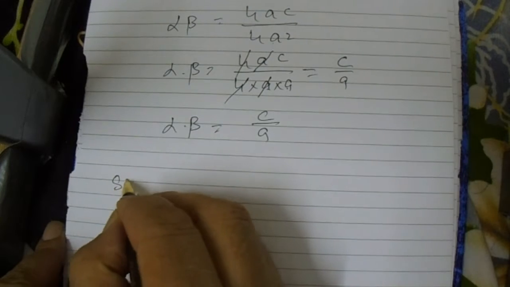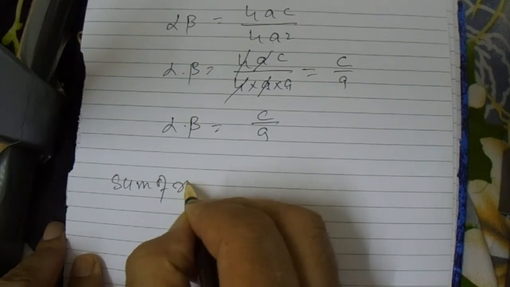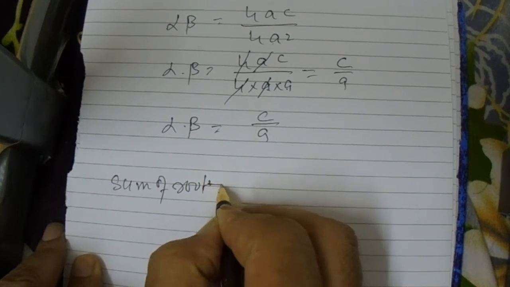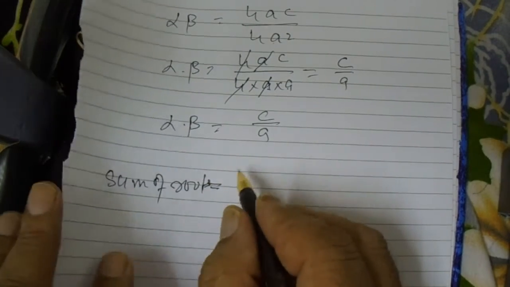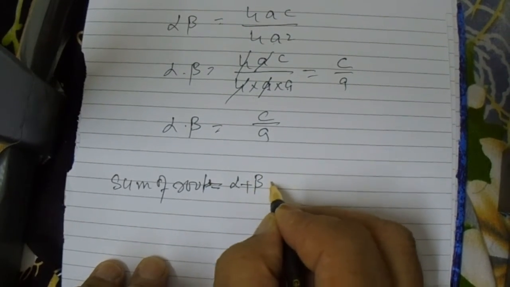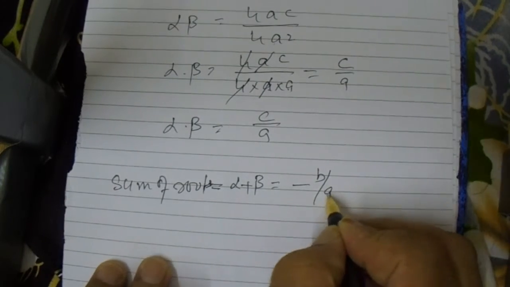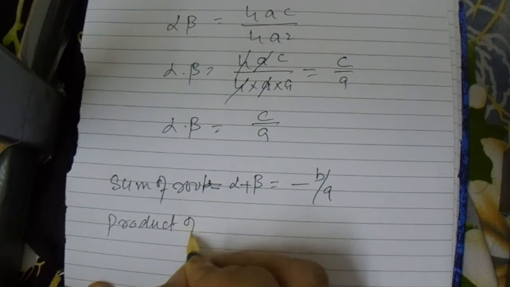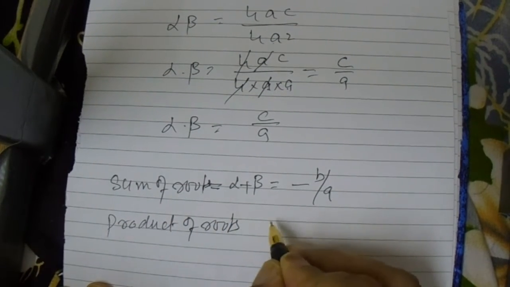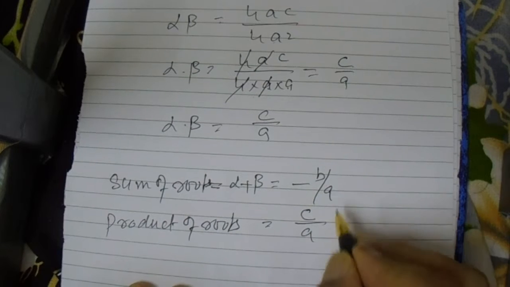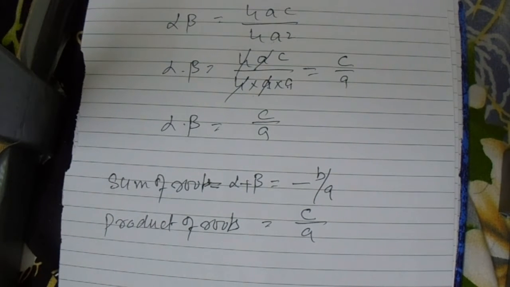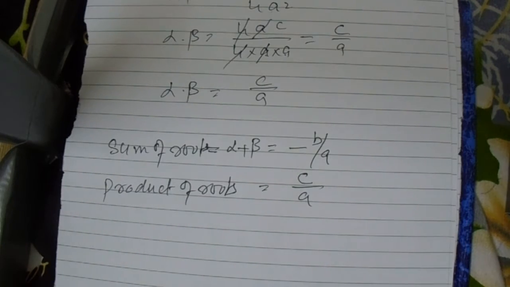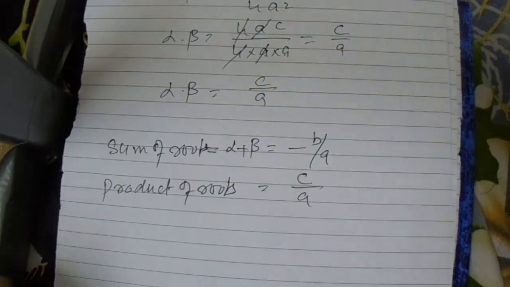Now sum of roots is equal to alpha plus beta is equal to minus b over a. And product of roots is equal to c over a. Now we have two roots and we'll use this in exercise 2.3. Now write 2.3.